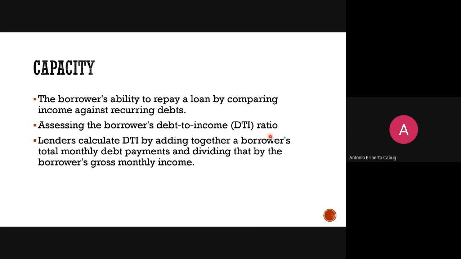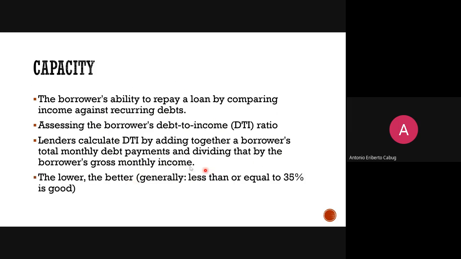Assessing the borrower's debt to income or DTI ratio. Lenders calculate the DTI by adding together a borrower's total monthly debt payments. So magkano ba yung pinapambayad nyo sa utang nyo? Divide that by the borrower's gross monthly income, yung monthly income nyo. Kunin nila yung debt repayments mo for 1 month, total ha, divided by your total income, your gross monthly income. There you go. That's your DTI. The lower the DTI, the better. Generally, less than or equal to 35% is good.